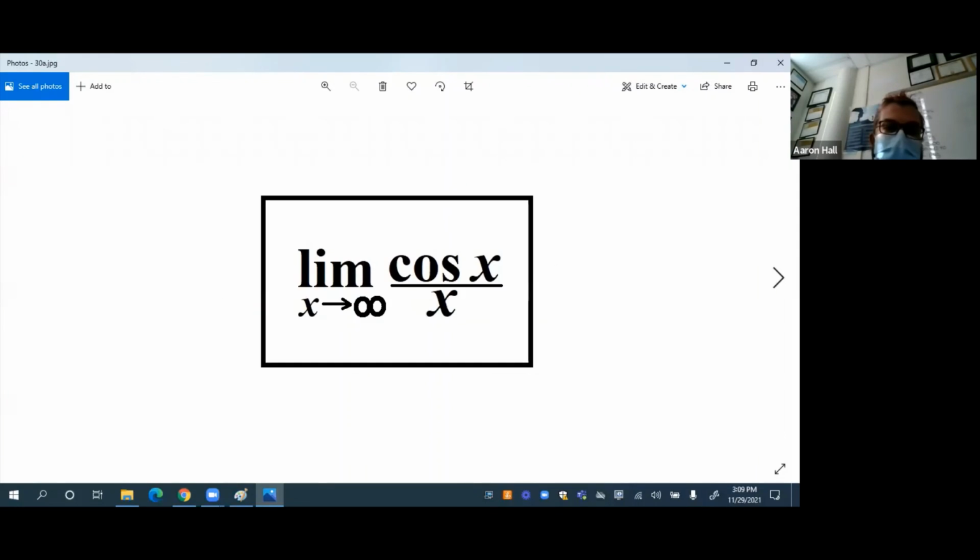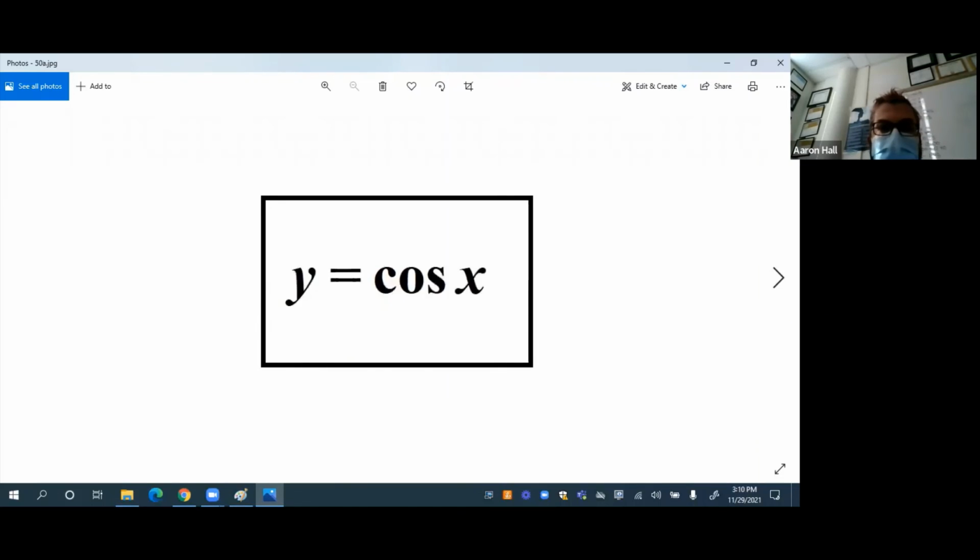All right, what is the limit as x approaches infinity of cosine of x over x? 0. What is the derivative of cosine of x? Negative sine of x. Nice. All right, what is the derivative of cosecant of x? Yeah, negative cosecant of x times cotangent of x. Good.